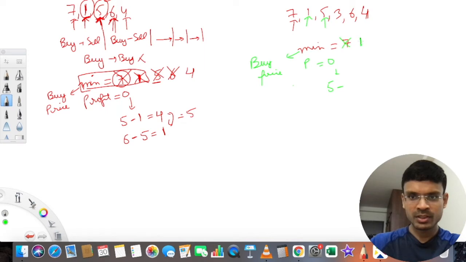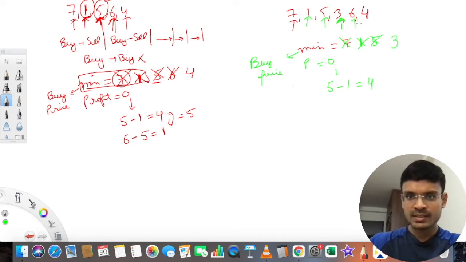It means we have bought the stock at a price of 1. So 5 minus 1 is 4. Now we come to this 3. Also we had updated the value from 1 to 5 in that case. Now we come to 3. So 3 is less than 5. So this value is updated as 3.